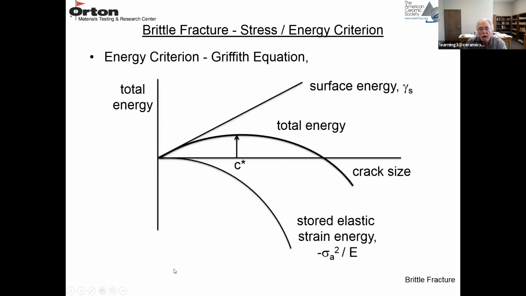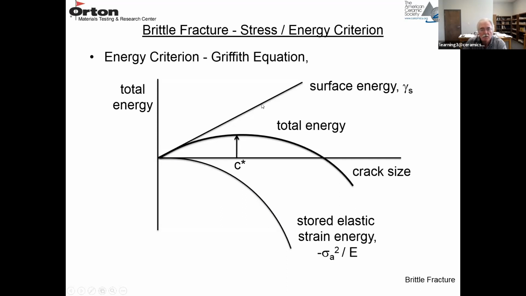So a simple plot that illustrates this, if you plotted energy versus crack size, this linear relationship shows the surface energy as a function of crack size. So that's your gamma S term. This curve shows the stored elastic strain energy. That's minus the applied stress squared divided by E. So as you increase the stress, you increase the stored elastic strain energy in that direction.